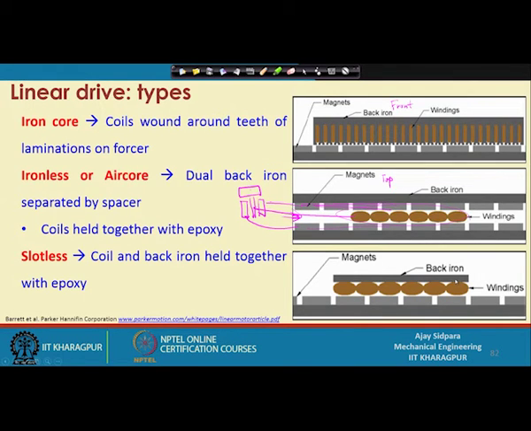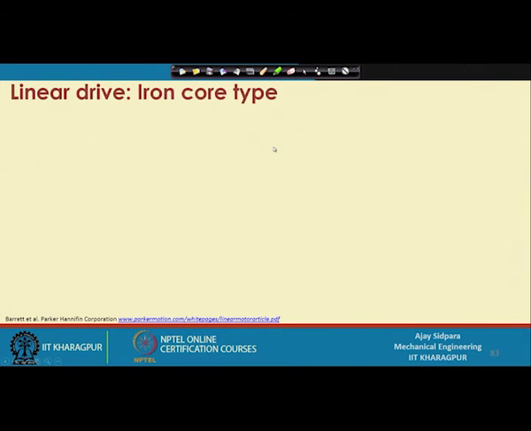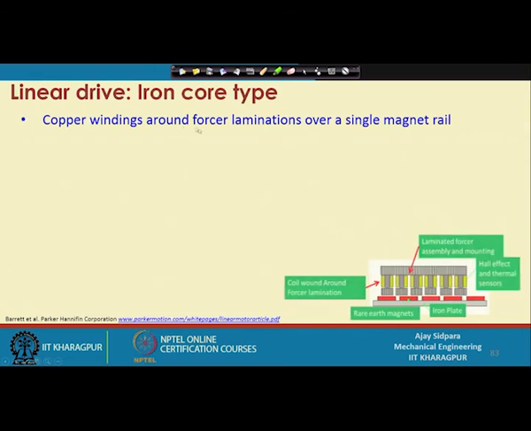So, let us discuss each one with its separate advantages and disadvantages. Right. So, the first one is the iron core.